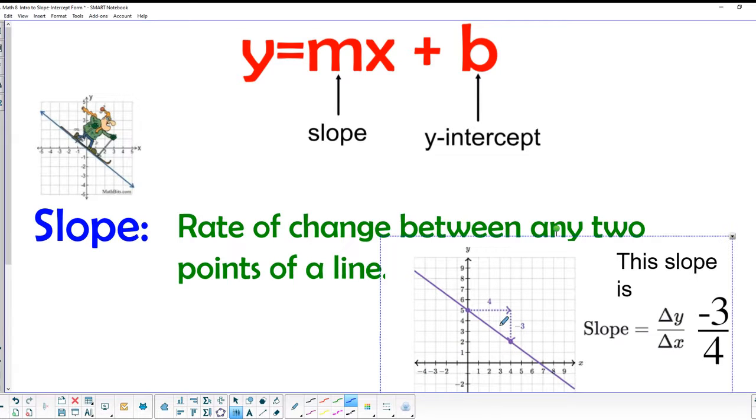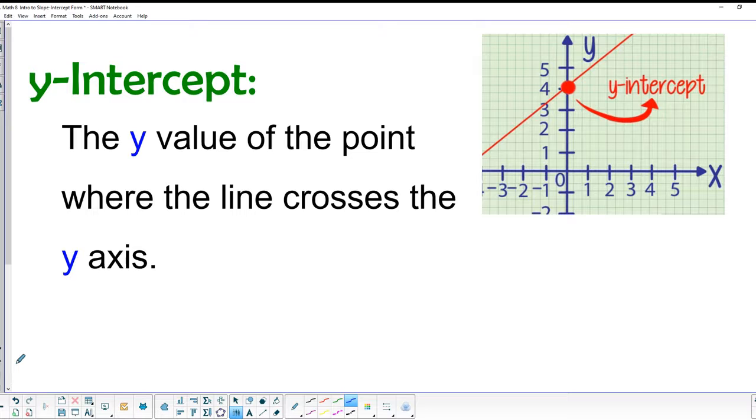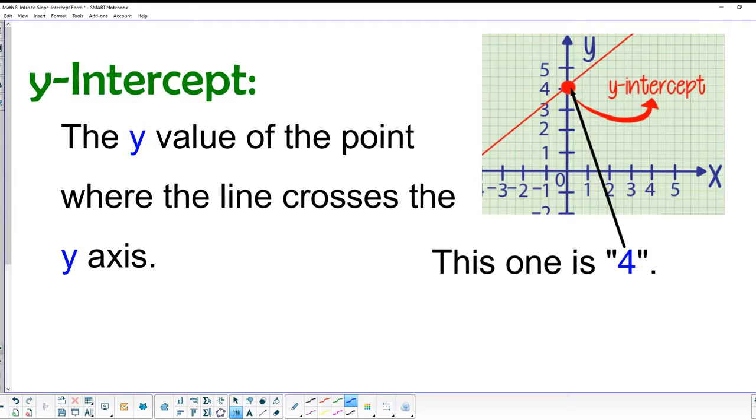So if I was to write this equation, I would have y equals the slope, which I just found is -3/4 times x, and then the y-intercept, where it's crossing the y-axis, happens to be 5 on this particular problem. Let's try another look here. The y-intercept, as we mentioned, is the point where the line crosses the y-axis. So this line is buzzing up along like this, and it crosses the y-axis right at the number 4. So that would be the y-intercept of that particular graph.